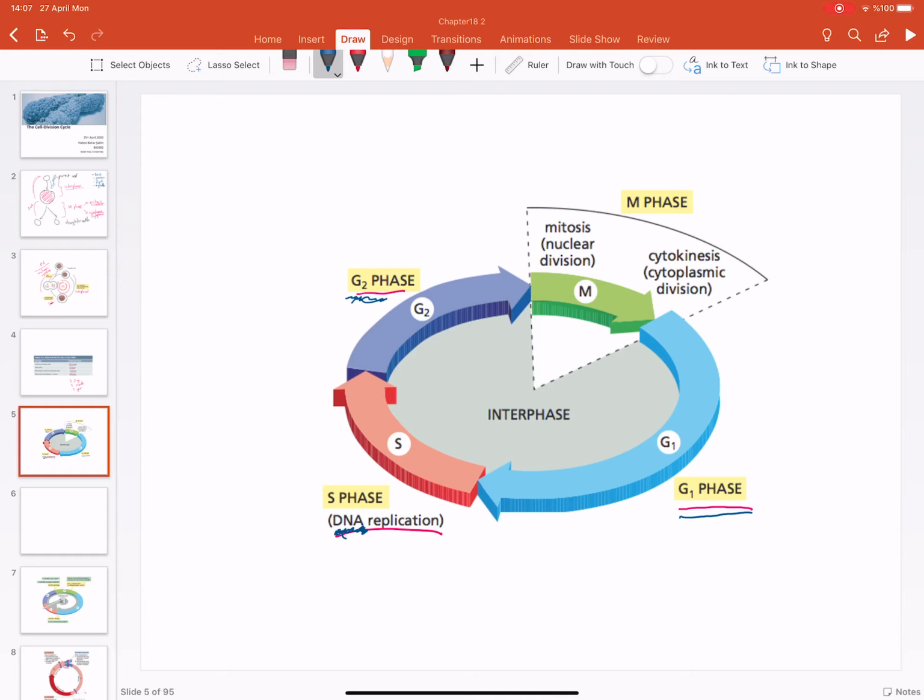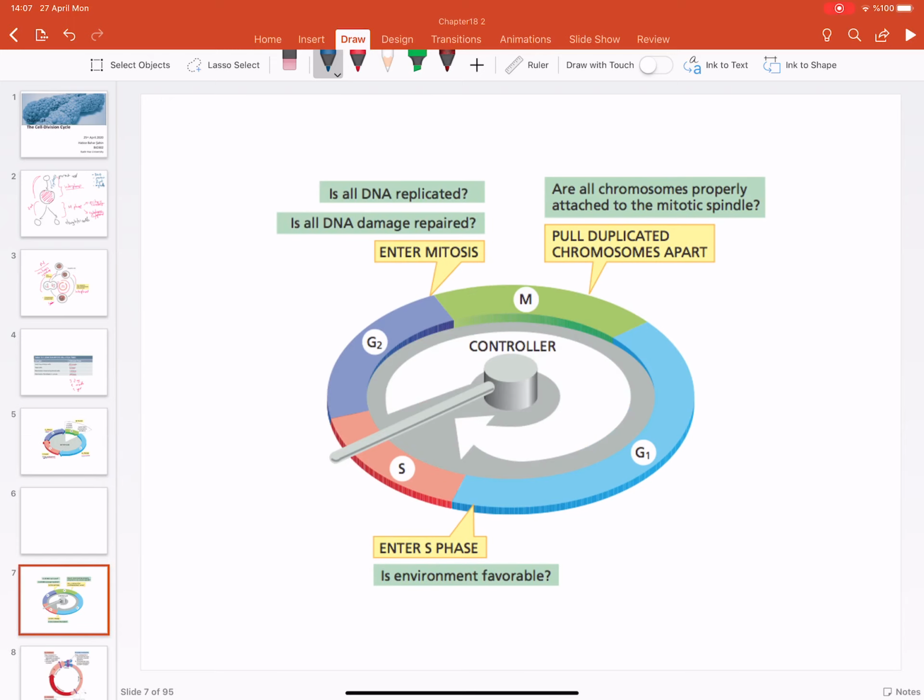Because we know that if there's anything going wrong in the cell cycle, what you are going to see is a tumor cell. In order to prevent tumor, what you have to control is the cell cycle. So in the cell cycle, there are some certain checkpoints. So checkpoint is really like a border.